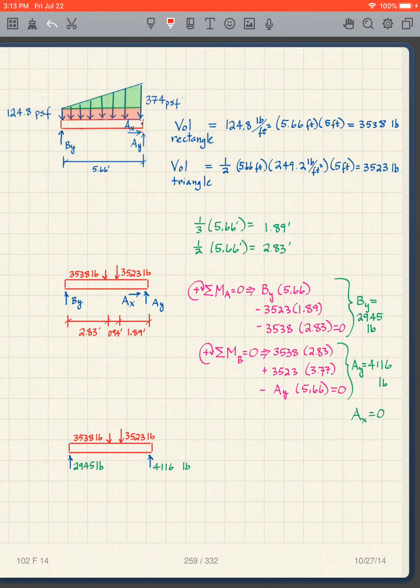Then I just do what we normally do. I got the triangle, 3523. It goes 1/3 of the total distance. And then I have the rectangle, 3538. And it's dead center. And so that dimension is 2.83 from the left end. And then once I have this diagram, I can take the sum of the moments about A equals 0. I can take the sum of the moments about B equals 0. You can all do this. I get my reactions at A and B.